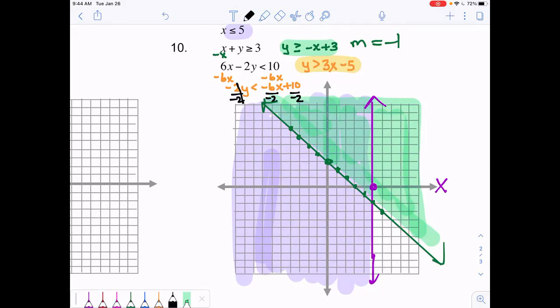So the third line, we solved and got a negative 5 on the y-axis. Then we're moving up 3 and over 1. Again, we want to do that a couple of times. I can move down 3 and backwards 1 as well. This is the only one that says less than or equal to, so we get to make this a dashed line.